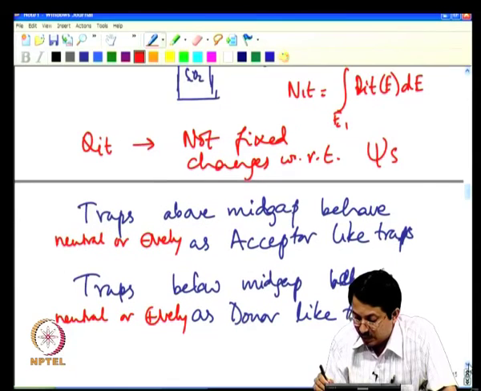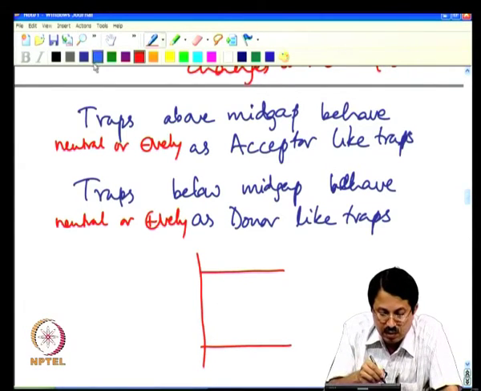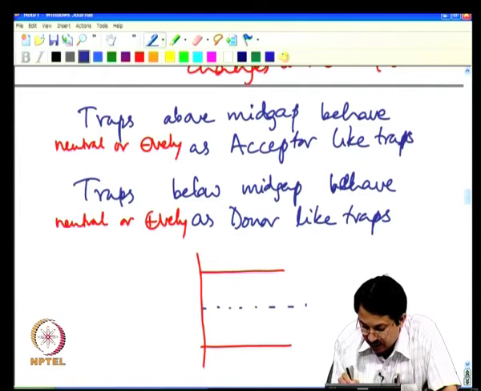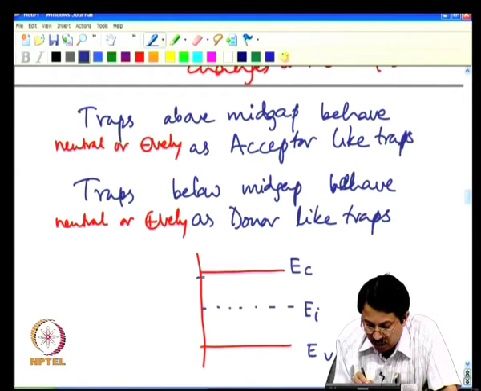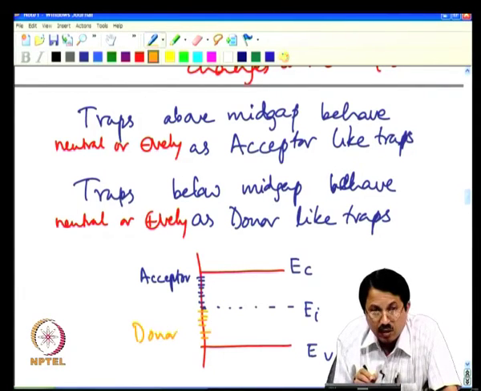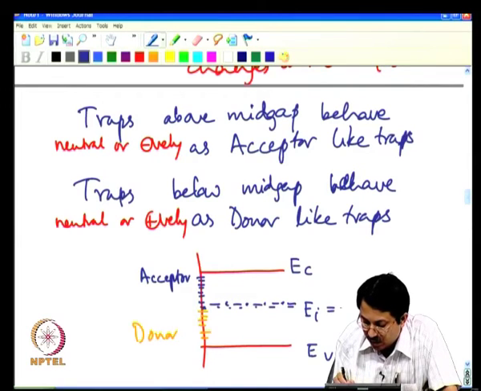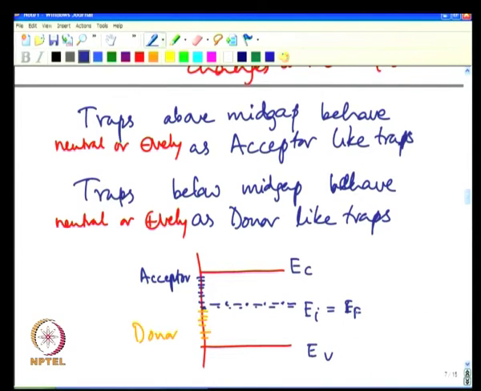Okay. So in other words, if we again look at this band picture, let us consider this is EI. Then this is EC, EV, and we just said that all these above mid gap are acceptor like, and all these below mid gap are donor like. In other words, when my Fermi level is exactly at mid gap, what does it mean? All these donor like states are filled with electron, they have not donated electron, these traps, and hence they will all be neutral.